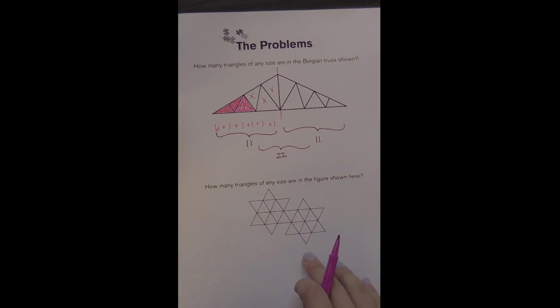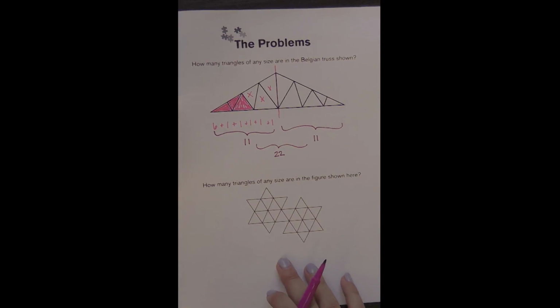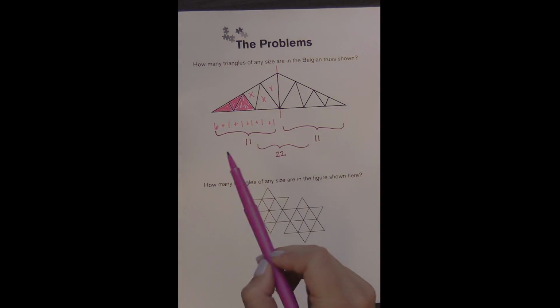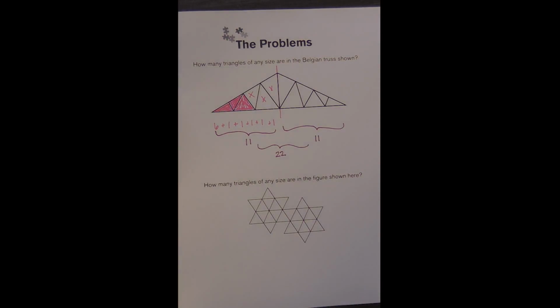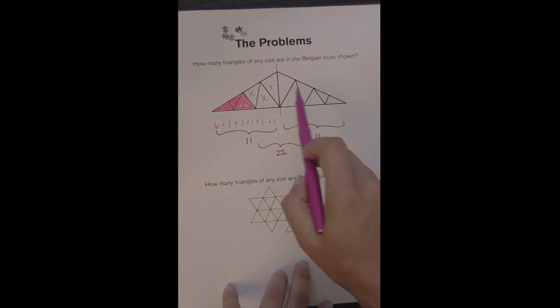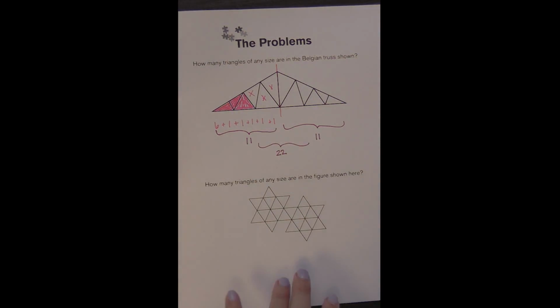But that is not the final answer. What we have to look at now, since we did divide that shape in half, is whether there are any triangles that can be created that cross over this line of symmetry?